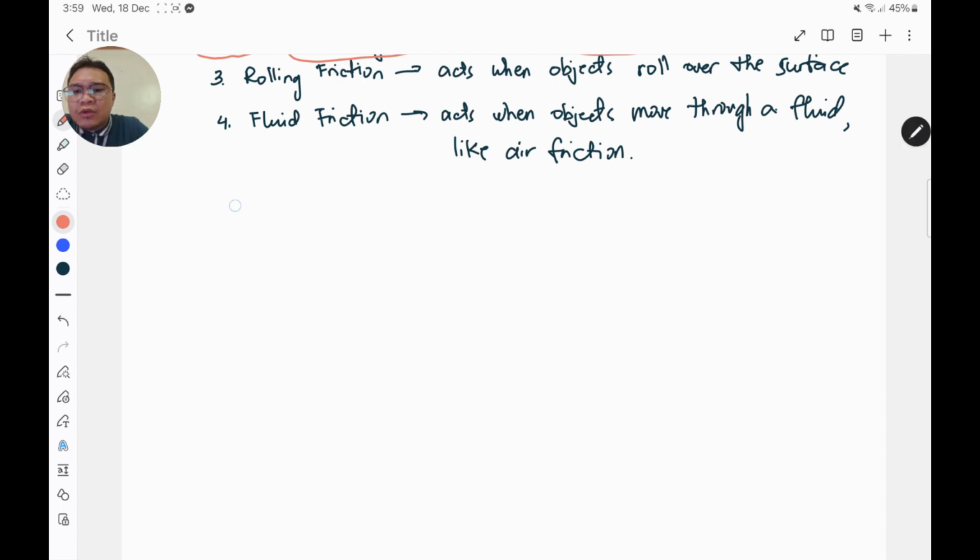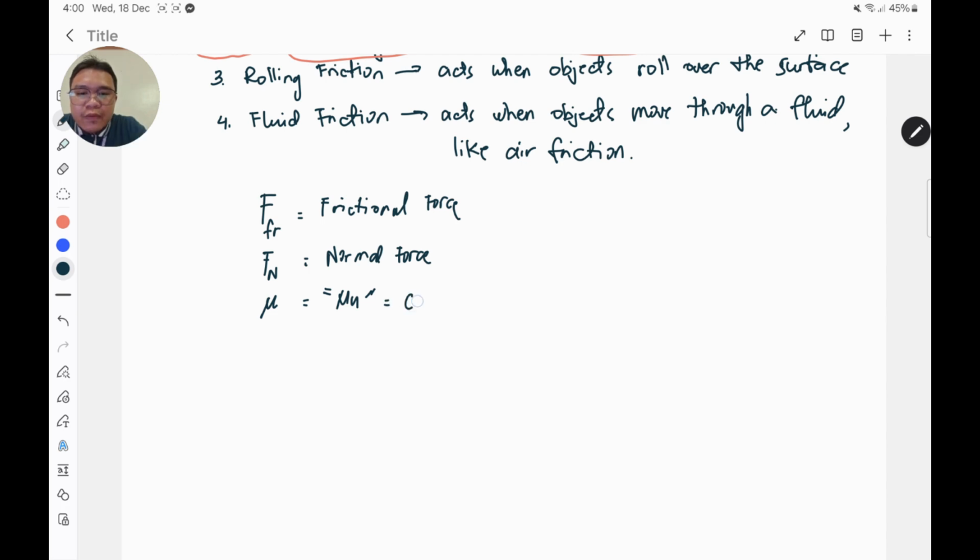I would like to denote a certain symbol here that we'll use throughout our equations, in which F sub Fr is what we will refer to as our frictional force. And of course, F sub n would be our normal force. And of course, our coefficient of friction, which we will call by the Greek letter mu, will denote our coefficient of friction.